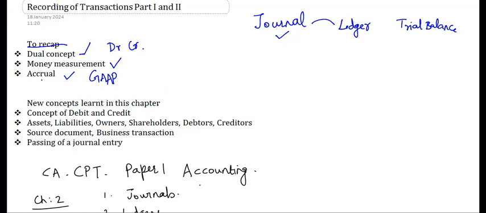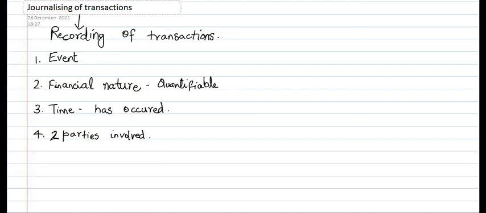Now we are going to see what we will be learning as part of journalizing. What is actually journalizing of a transaction? It is nothing but recording of a transaction. Whenever an event takes place, and it is financial in nature, that is, it can be quantifiable in terms of money.